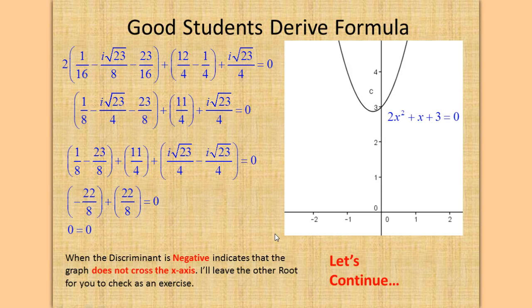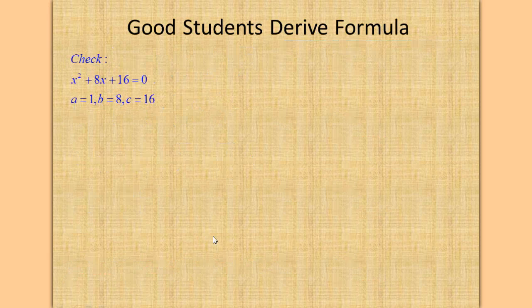So that explains why, when you have the square root of a negative number in the quadratic formula, the graph doesn't cross the x-axis. And you can see the quadratic formula represents a parabola. Okay, let's continue. Let's check x squared plus 8x plus 16 equals 0.